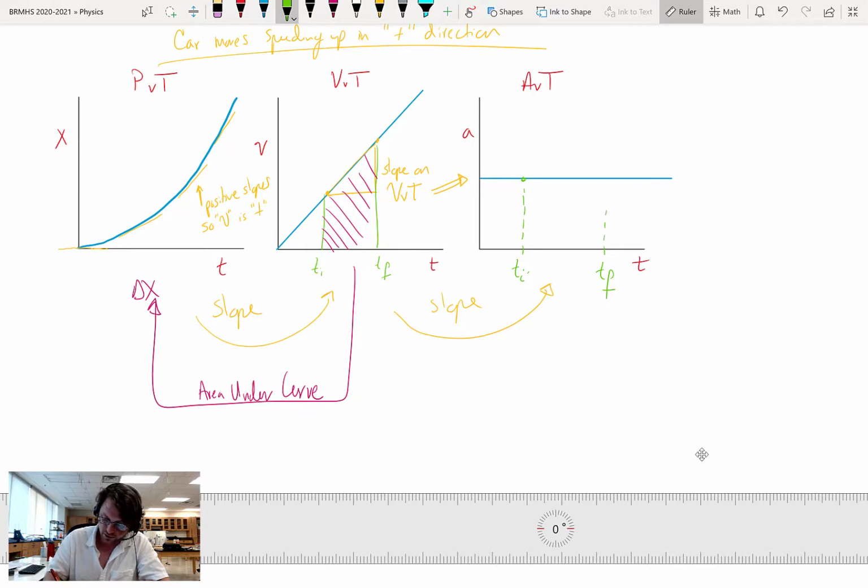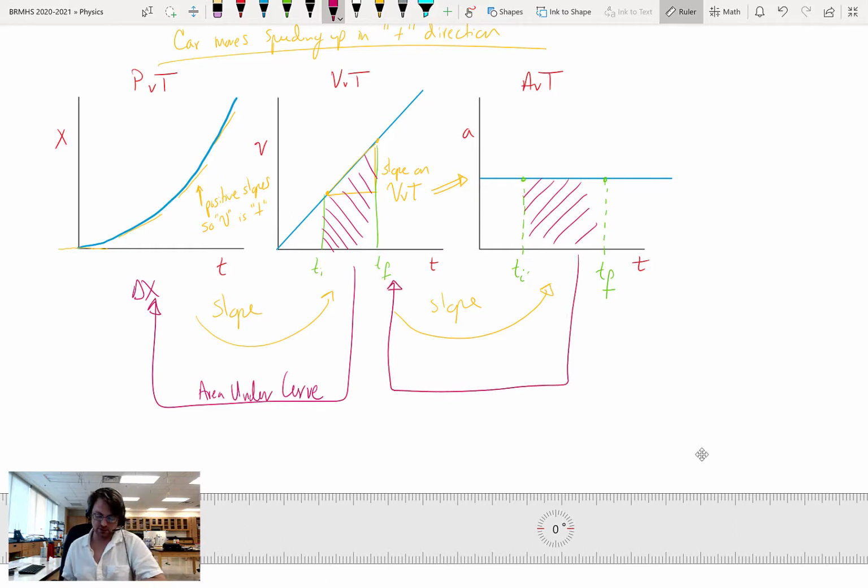Looks like I can find an area here. It's going to be a pretty easy area to figure out. It looks like it's going to be a rectangle or a square. What do you think that's going to tell me? Yep, it's going to take me back to the velocity. It's not going to tell me velocity, it's going to tell me delta v, change in velocity. Those areas under the curve tell you a change in something.